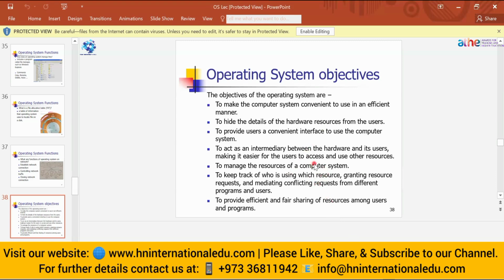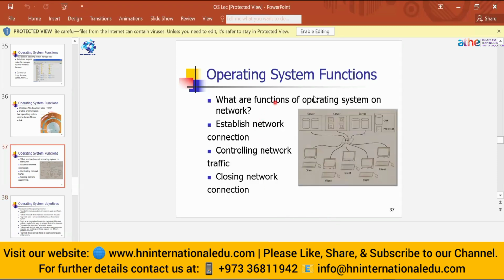How it will be managed is done by different algorithms available for process scheduling. So this conflict can be resolved by using algorithms to provide efficient and fair sharing of resources among users and programs. Basically, there will be a fair share of resources, just like that, with no unfairness to any process. If different processes are executing, each will have a fair share of the resources among users and programs. So what are the functions?